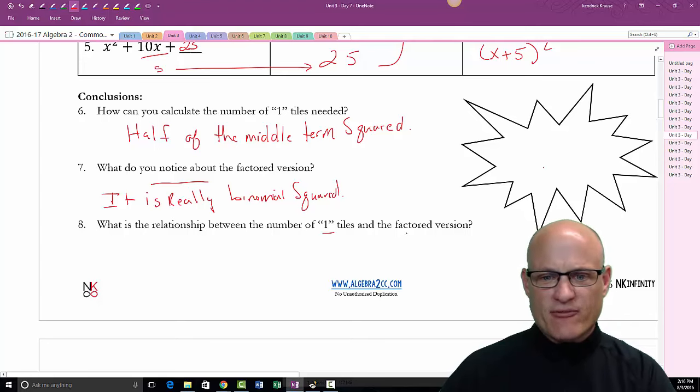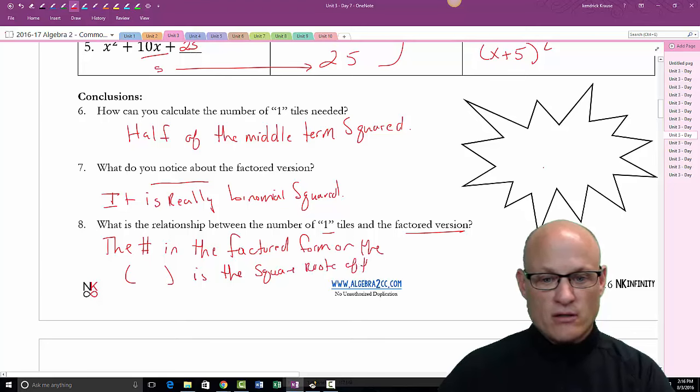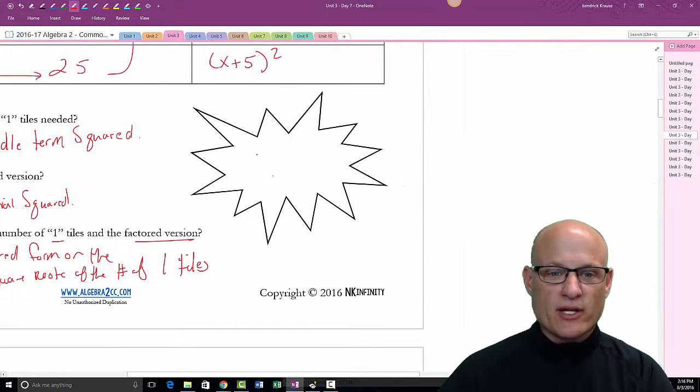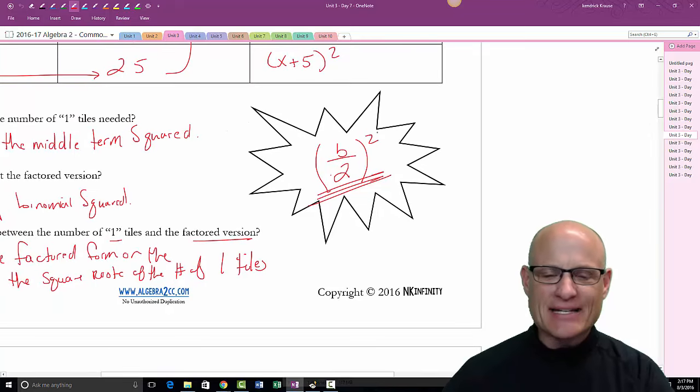What is the relationship with the number of one tiles and the factored version? The number in the factored form, or the parentheses, is the square root of the number of one tiles. Sorry about my handwriting. Anyway, what I want you to remember is we're going to take the B term, whatever the B term is, that's the middle term, take half of it and square it. And that's how you complete the square. All those missing pieces, we had to complete the square by taking half of the middle term.